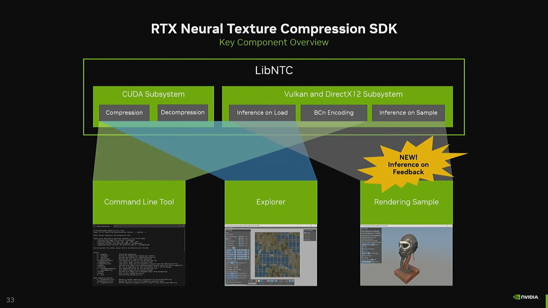It comes with 3 tools: the command line tool that is designed for kind of offline or just processing of textures, NTC compression in like asset preparation pipelines and such, and also decompression. NTC Explorer, which is a tool that lets you visually inspect the compression results and compare like inputs to outputs, compare the runs to each other. And if time permits, I can try to show a demo of it today. And finally, the rendering sample that shows the inference on load, and inference on sample mode, BC transcoding, and now also inference on feedback. And I will talk briefly about each of these modes.